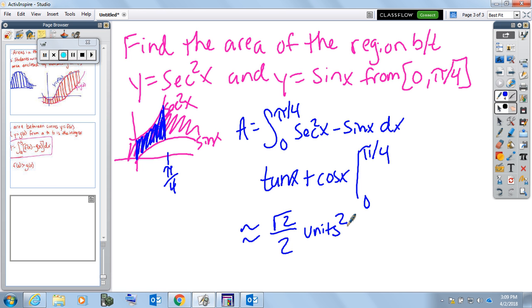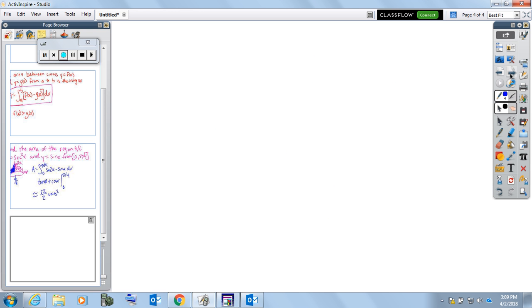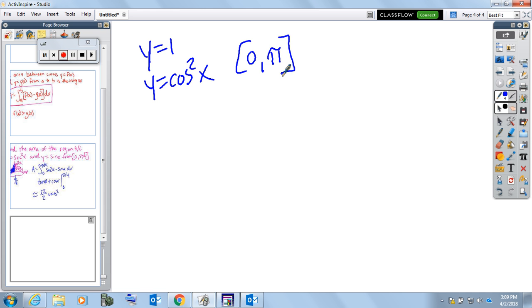Alright, let's get one to shoot on your own and make sure that we're on the right path here. So what I want you to do is to find the area between y equals 1 and y equals cosine squared of x. And I'm looking, in this case, from 0 to pi. Alright? From 0 to pi. Alright, give this one a shot on your own.